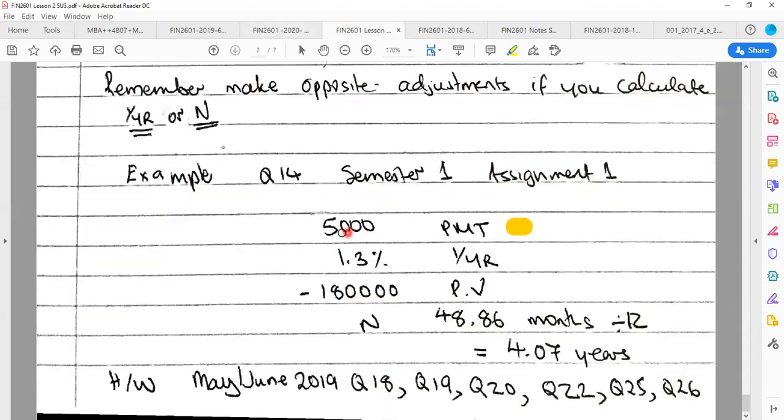So this PMT is monthly and the interest has already been given as a monthly interest rate, meaning they've already divided by 12 for us. So we are dealing with months here and this interest is monthly interest. And then we put in our PV of 180,000. And remember, we always put our PV as a negative. So the calculator will give us an answer of 48.86. But this 48.86 is not years, it's months, because we are making monthly payments and we're working with the monthly interest. So for us to get years, we need to divide by 12. We need to divide these months by 12 to give us the number of years, which is 4.07 years.